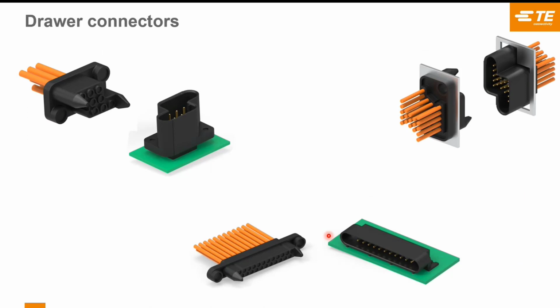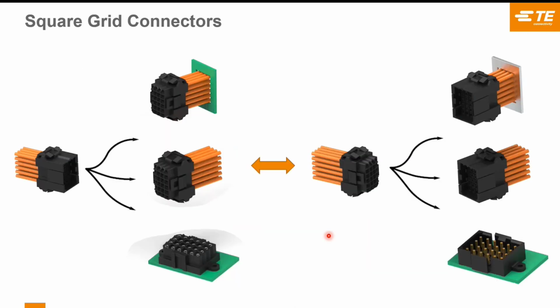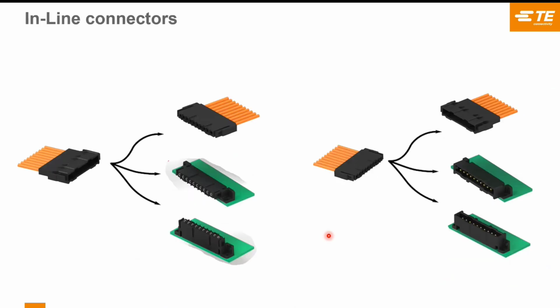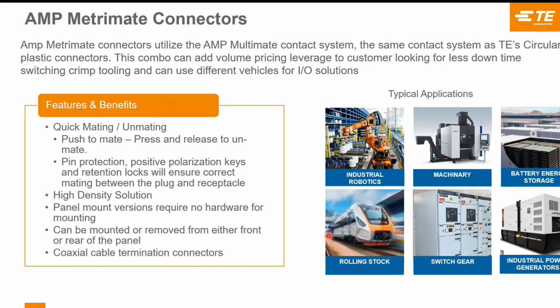There are several slides later on that show the different configurations and how they can mate with the drawer style versions, the square grid versions, and the inline connectors, and that's about it. Again, the types of applications are pretty much similar to what we already talked about with the CPC. The picture is pretty much the same. The applications vary, not only toward the application-focused growth areas that we have identified within industrial, but you can think outside the box on where these products can be utilized.